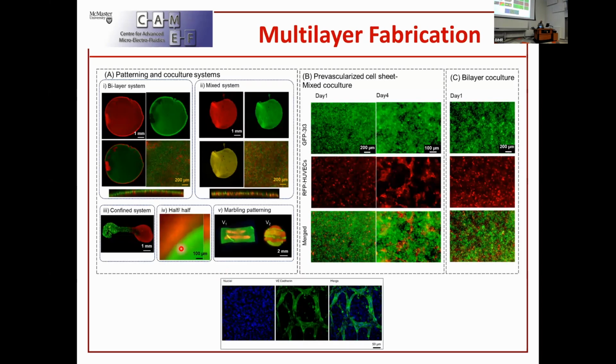And we've shown that we can pattern one cell type onto the other. This is important in meat for marbling kind of applications. And then finally, we've also integrated vasculature. So this is where we co-culture endothelial cells, and it forms automatically microvasculatures that are perfusible in these constructs.